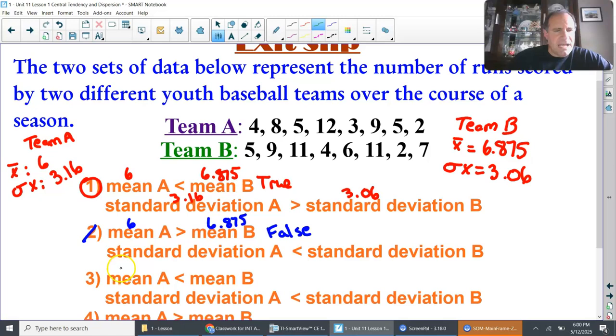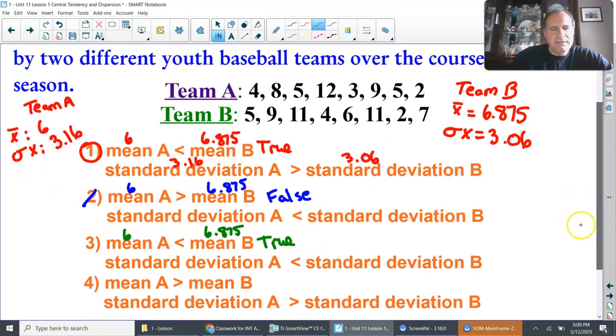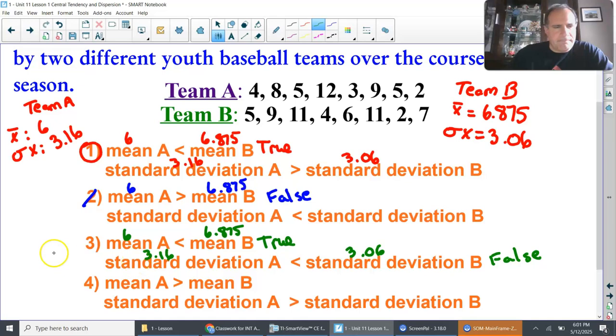So mean A is 6. The mean B is 6.875. That part is true. But is the standard deviation of A, 3.16, less than the standard deviation of 3.06? That's false. And that's out.